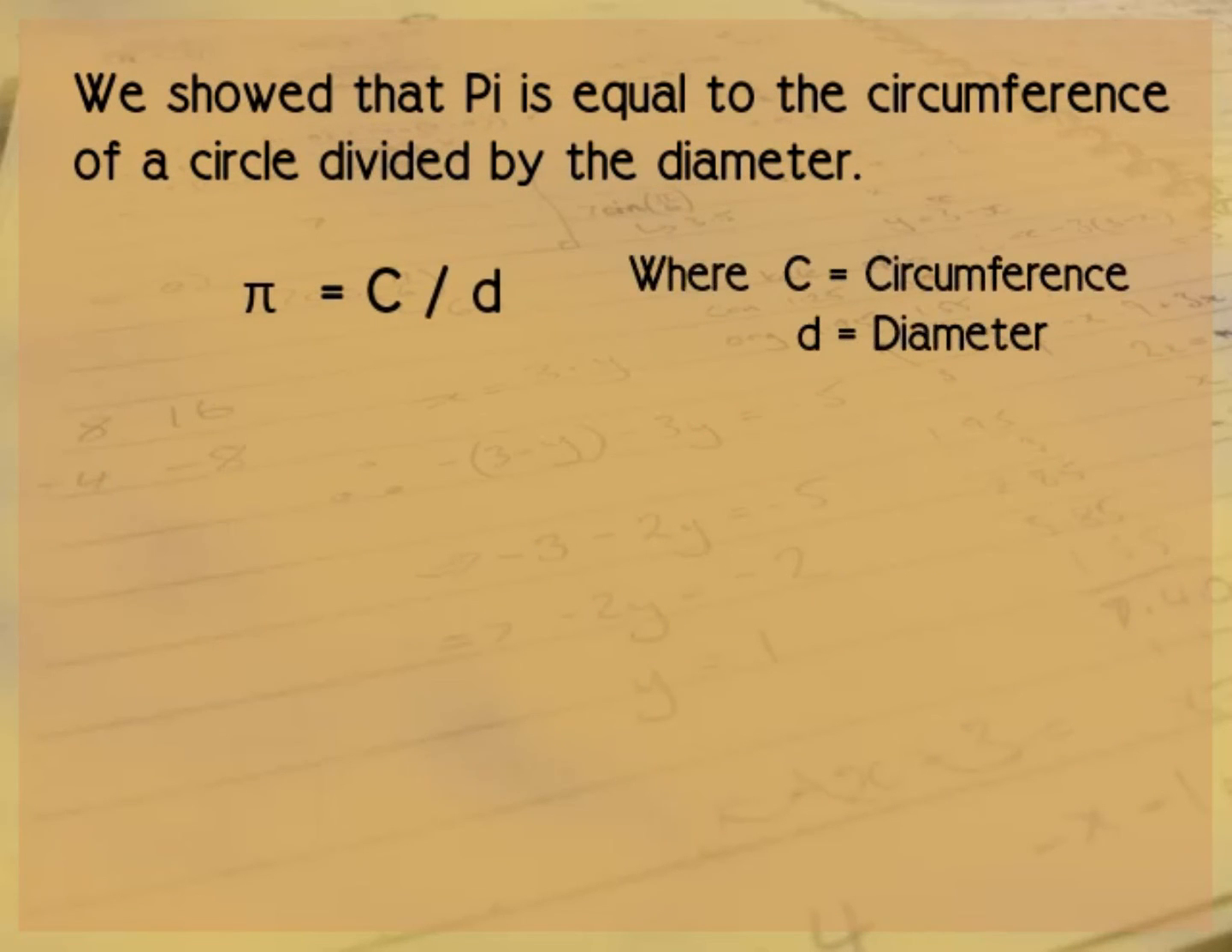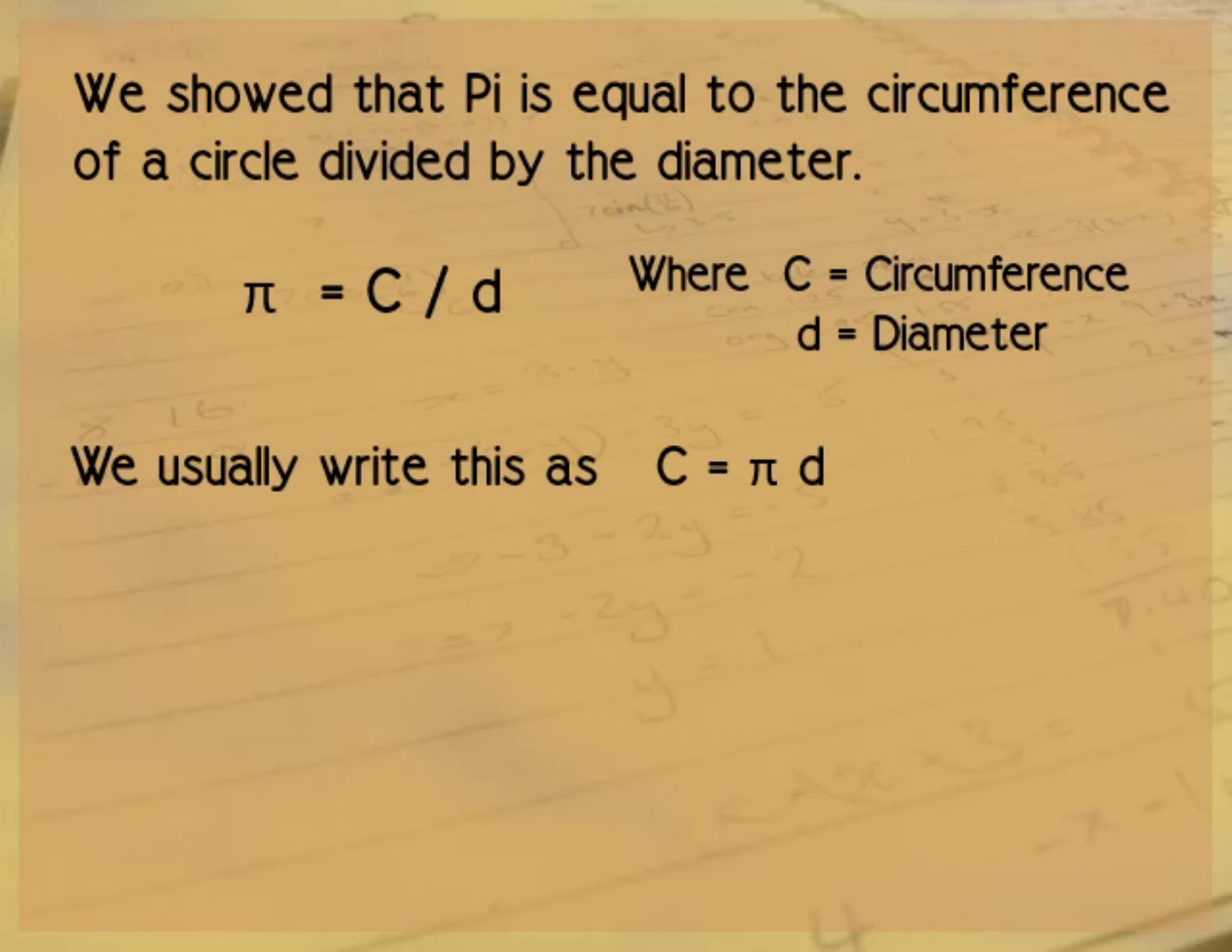So we've shown that pi is equal to the circumference of a circle divided by the diameter, and pi is always the same. So no matter what circle you have, you can use pi, which means that if you want to work out the circumference of any circle, you just measure the diameter and multiply it by pi. So c equals pi times d.